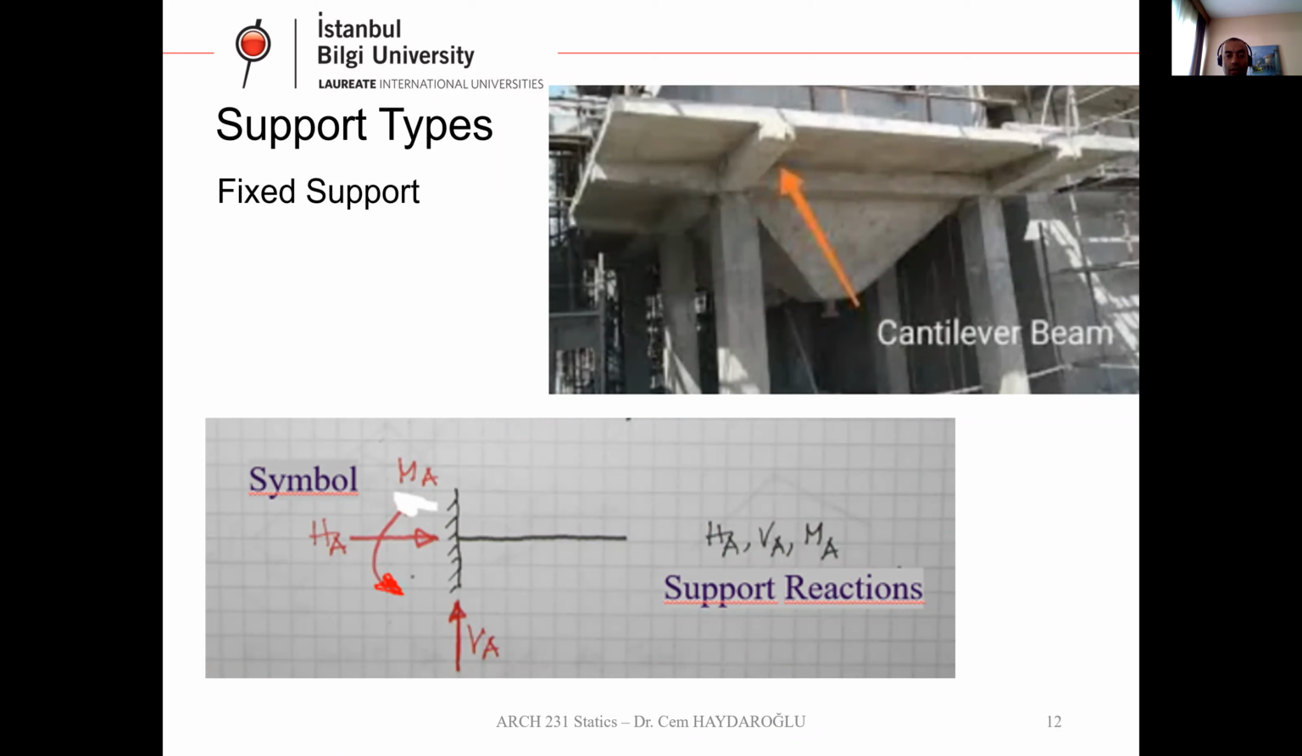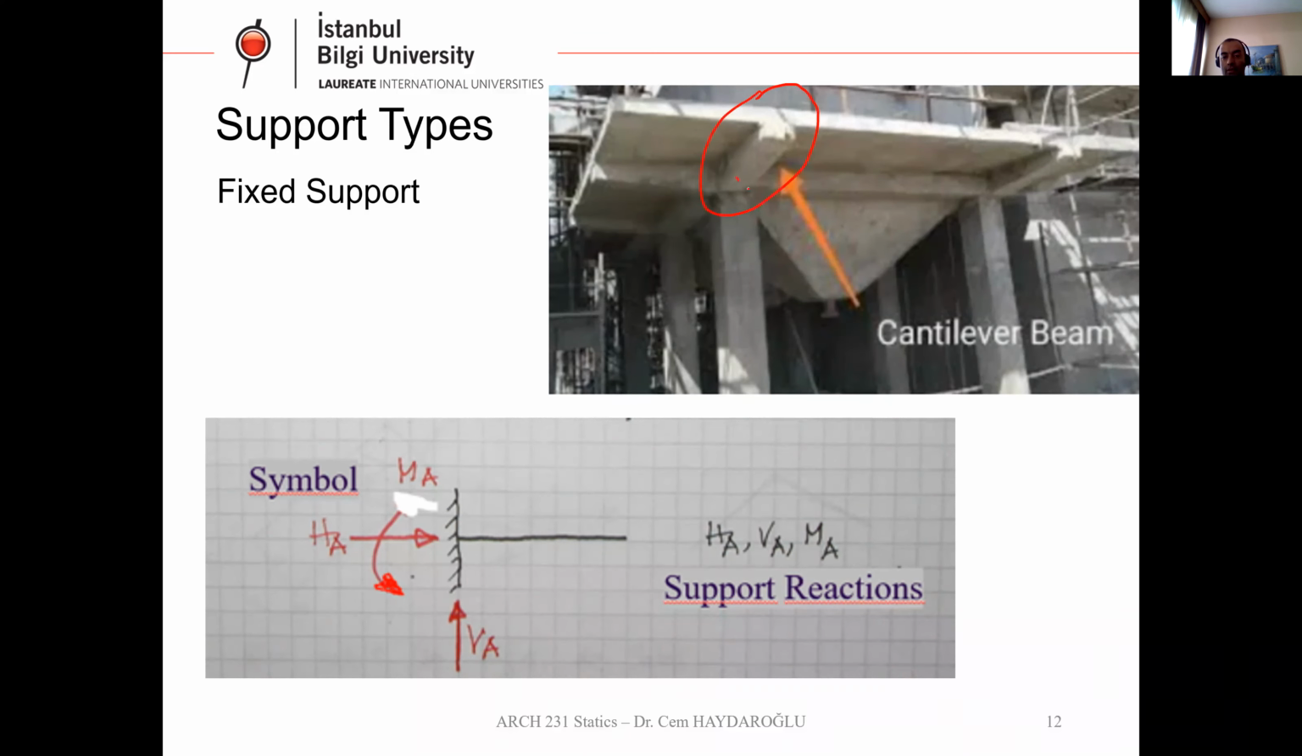Here we have fixed support. This is the last support type we are going to consider in this course. Please look at the photo at the top. As you can see, this part is a cantilever system, konsol veya çıkma in Turkish. In Turkish, the engineering term is konsol.